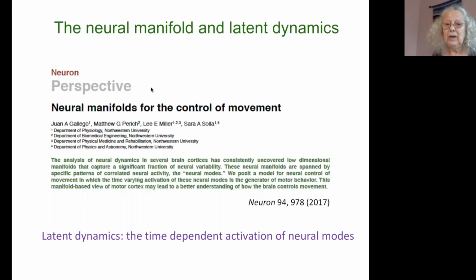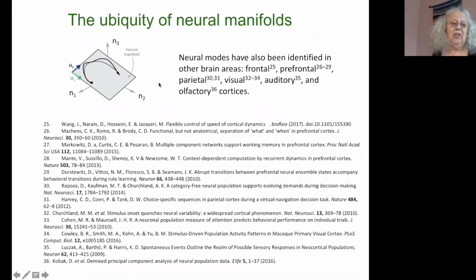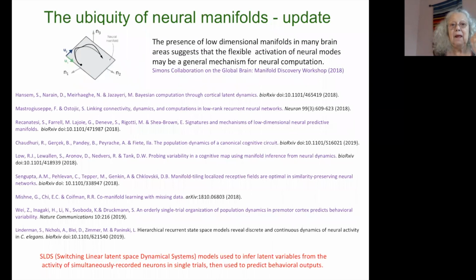But we already pointed out in our paper, 4 years ago, so it's an old list, that the same neural modes and the same restriction of the population activity to low-dimensional manifolds has been seen in many other areas, in sensory areas like visual, auditory, and olfactory cortices, and also in areas like frontal, prefrontal, and parietal cortices. So it's not just a property of M1 or areas of the brain associated with the neural control of movement. It's a very generic property.